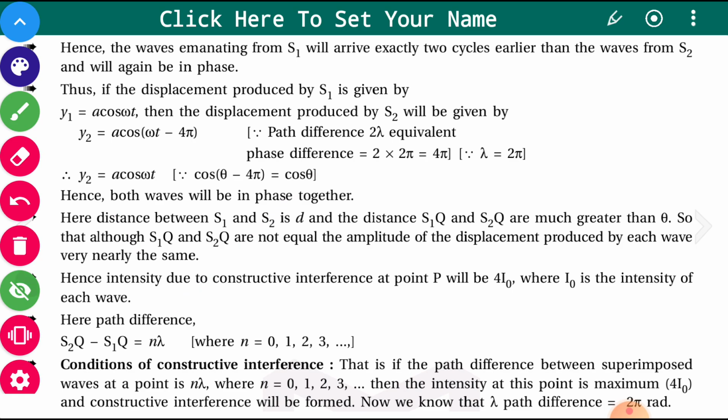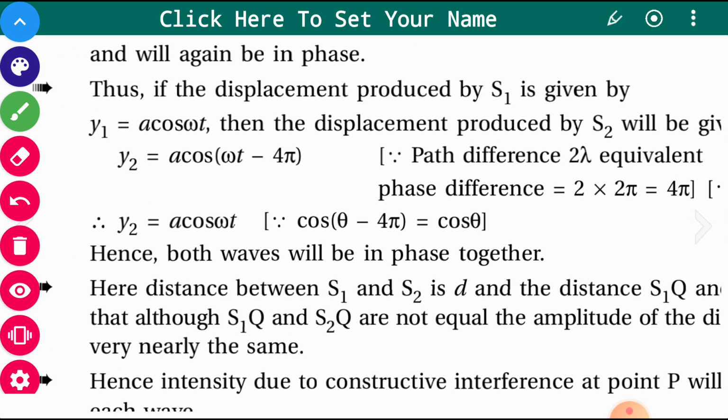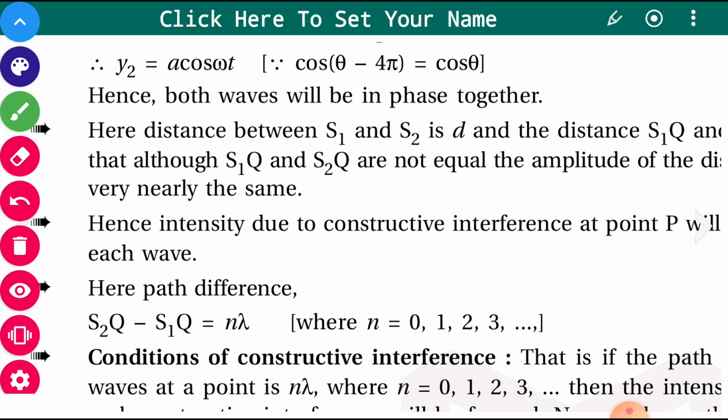What is the phase of the wave at Q from the first source? The wave from the first source is having the phase omega t at point Q, and the other wave which is coming from S2 will also have the same phase, omega t. Both are in phase again when they are reaching at point Q.